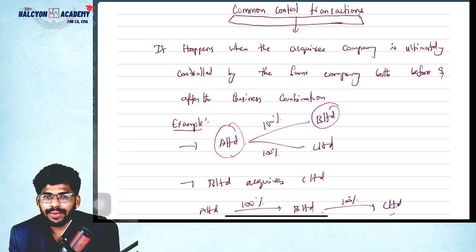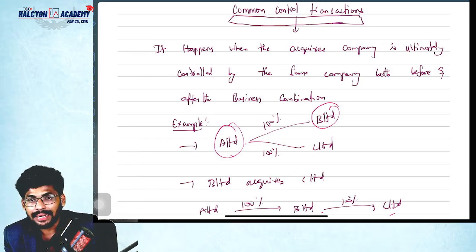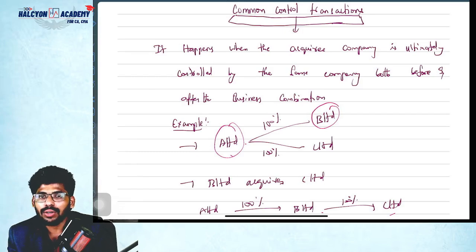In the previous video, we discussed the basic business combination question, right? And query books also we have discussed. So in this video, I'm going to discuss a question regarding common control transaction. What do you mean by common control transaction, guys?